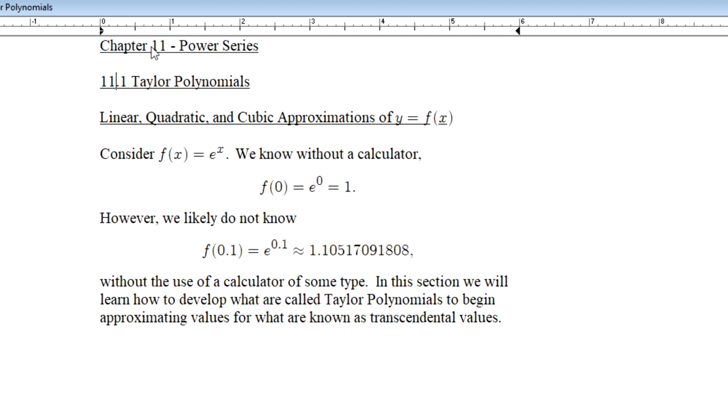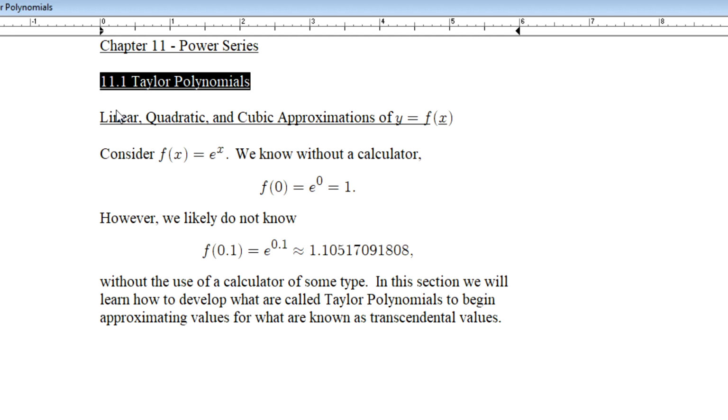To begin that study into power series and into what we call Taylor series, we look at a simpler case of a Taylor series, what we might think of as a finite case for a Taylor series, and that being what we refer to as a Taylor polynomial. And that is where we do begin this section 11.1 material. Chapter 11 material is looking at what we call Taylor polynomials.